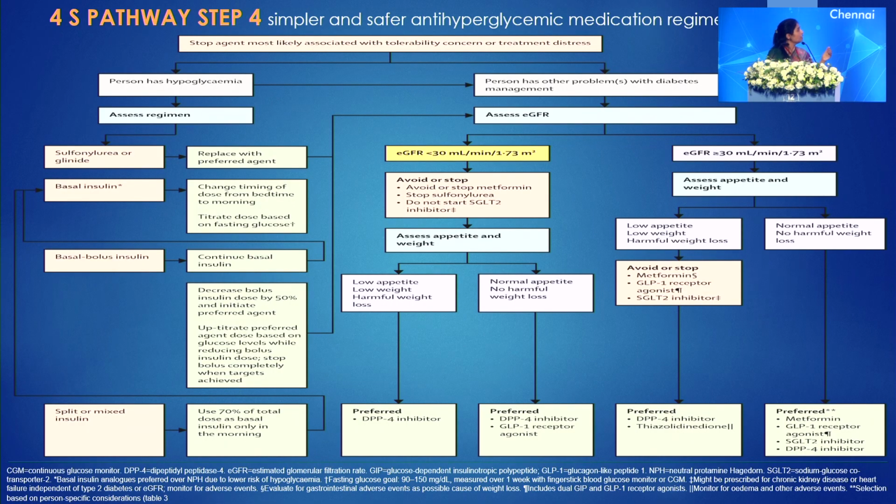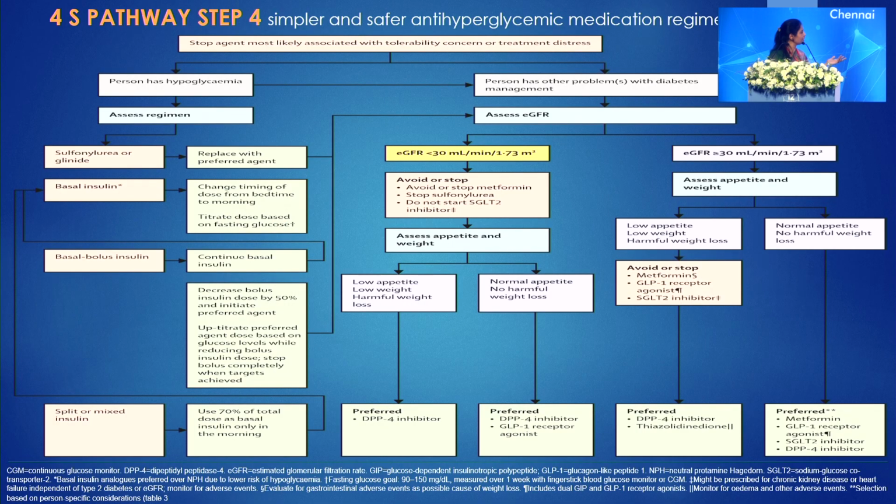So if you see here, the top agent most likely associated with tolerability concern or treatment distress. Person having a hypoglycemia, definitely assess the regime. So sulfonylureas or glinides, then probably replace with a preferred agent. If she's on a basal insulin, try to change the timing if possible from night to morning. If on a basal bolus, continue the basal but reduce the bolus by almost around 50% and initiate a preferred agent and up-titrate the preferred agent dose based on the glucose level while reducing the bolus insulin dose. And when you achieve the target, stop it, wait for the review, and then alter. It's not necessary to maintain compared to the younger adult.